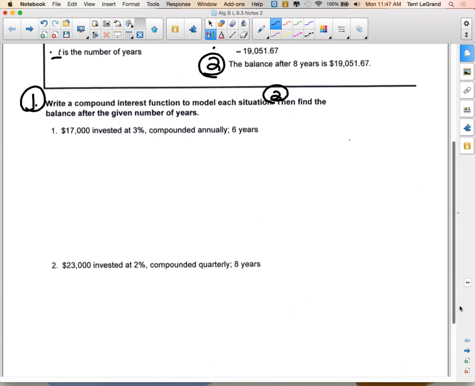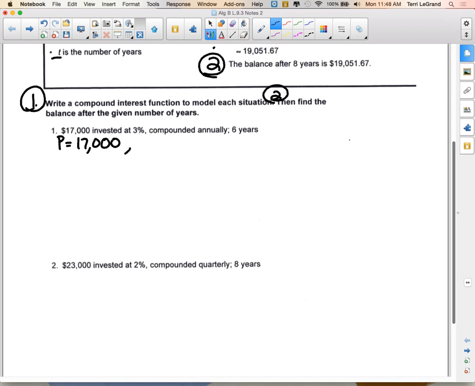Okay, so let's go practice this. Number 1, we have $17,000 invested at 3%, compounded annually, and then we're supposed to figure out how much would be in the account after 6 years. Okay, first of all, let's identify what all of these things would be representing. 17,000 would be our principal, our P, like our starting amount. Our little a, but it's called capital P in this.